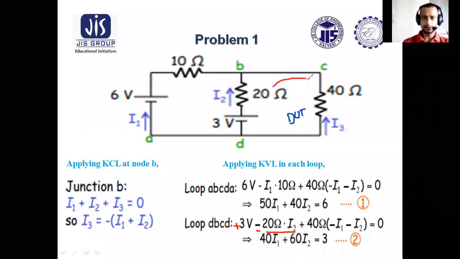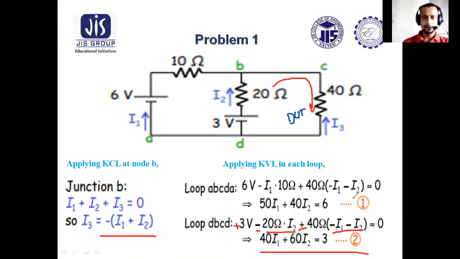For 40 ohm, this is the clockwise direction of travel. So through 40 ohm, the direction of travel is downward, that is from C to D, but I3 is flowing from D to C. So these two are in opposite directions, which implies it should be considered as plus sign. Now 40 into I3 will be the voltage drop across 40, but I3 could be substituted by minus of I1 plus I2, that is minus I1 minus I2. So this should be equal to 0 as per KVL. So this is the second equation of KVL.